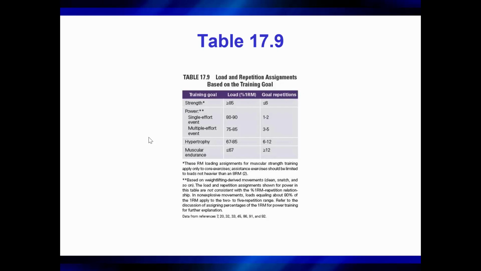And this is honestly based on weightlifting derivative movements. I need to point that out. Peak power actually typically occurs at 30% of 1RM on exercises like a squat. So we need to take that into account. Hypertrophy, 67 to 85% of 1RM, 6 to 12 repetitions. And muscular endurance is less than 67% and more than 12 reps.